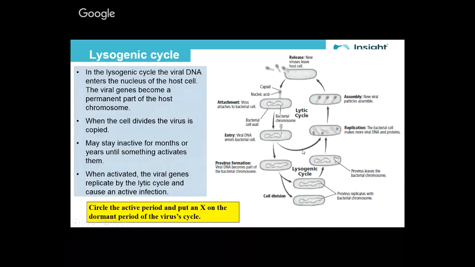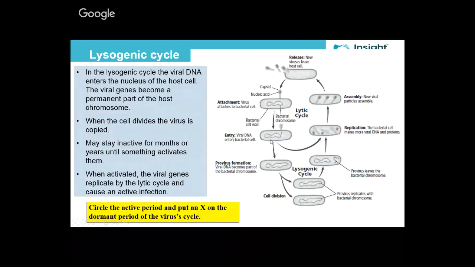So in the lytic cycle, it just hijacks things and it starts producing more DNA or more RNA viruses, and it's an assembly line. The cells make the capsids to protect it, and then it's released out into the bloodstream to go infect more cells. So that's the lytic cycle.